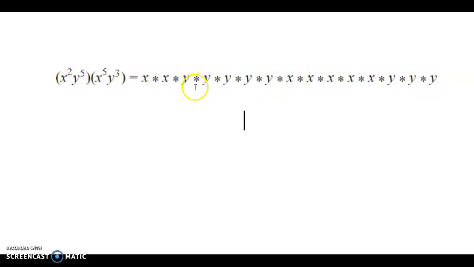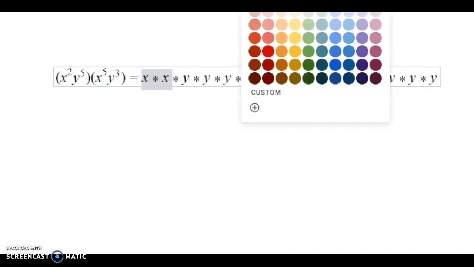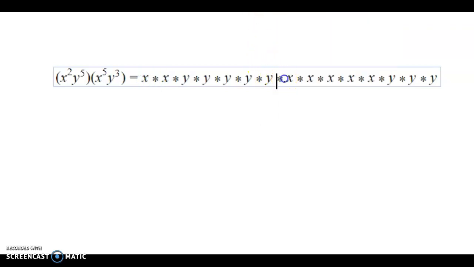You write it out, and then you'd go back and count and say, okay, I see that I have 2 x's here, and then I have 5 more x's. It doesn't even change the color for me, does it? It's having an equation tool, whatever. You get the idea, right? There's 2 here, and then there's 5 here, so there's 7.